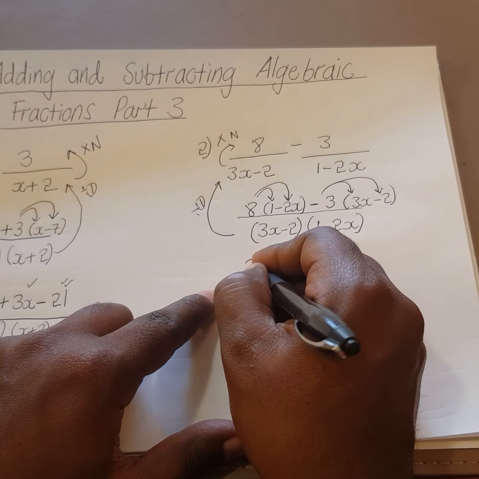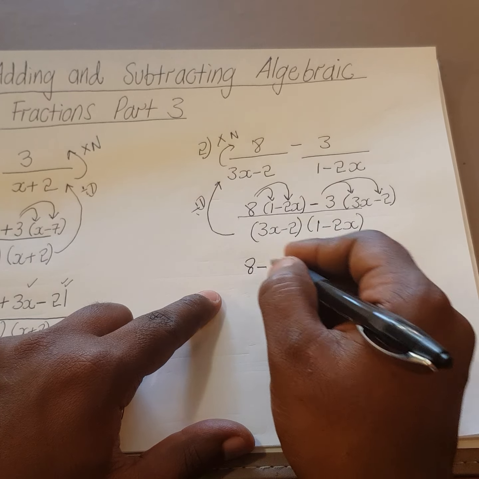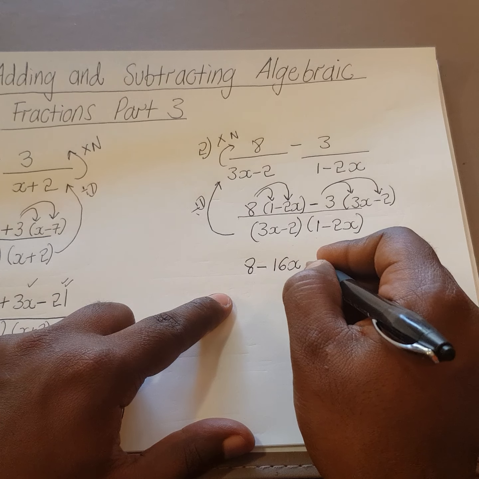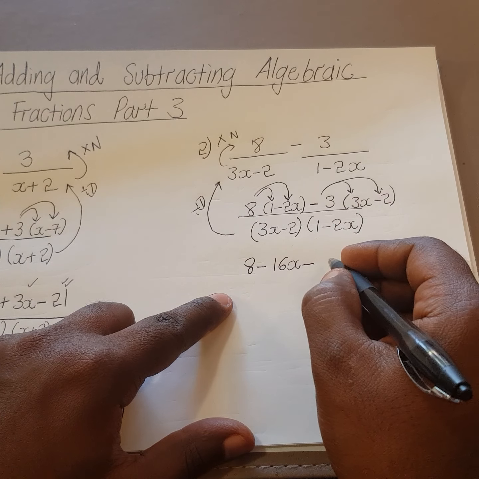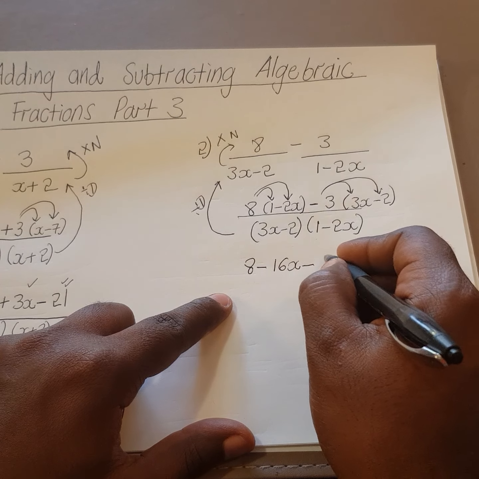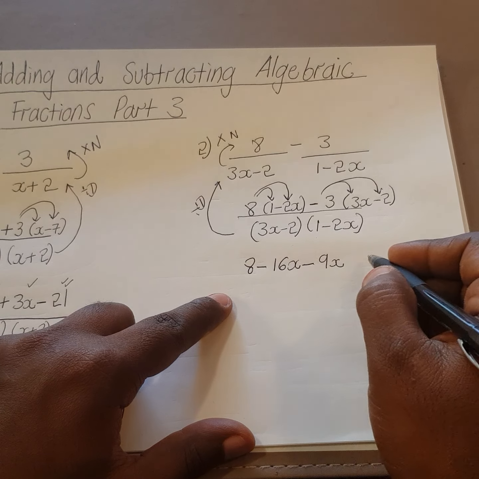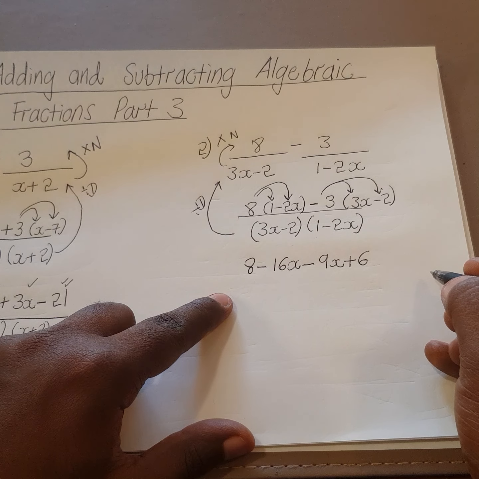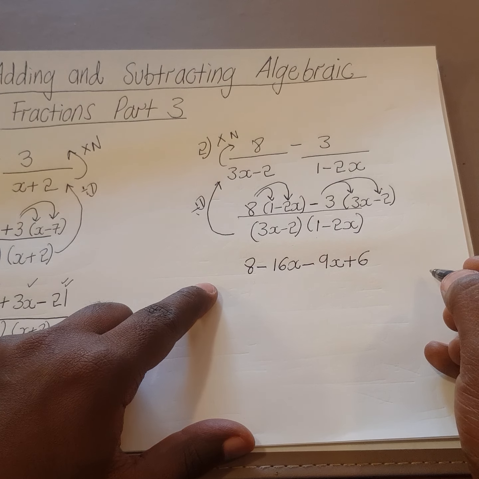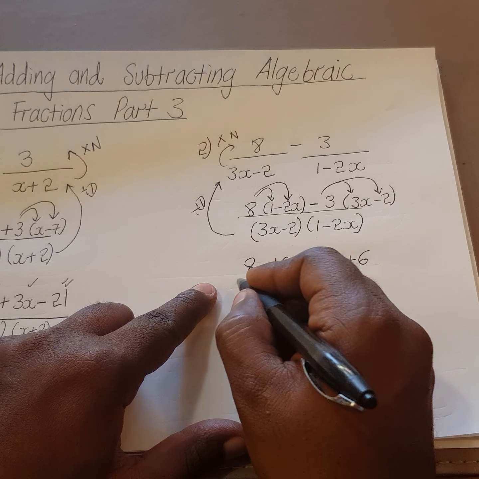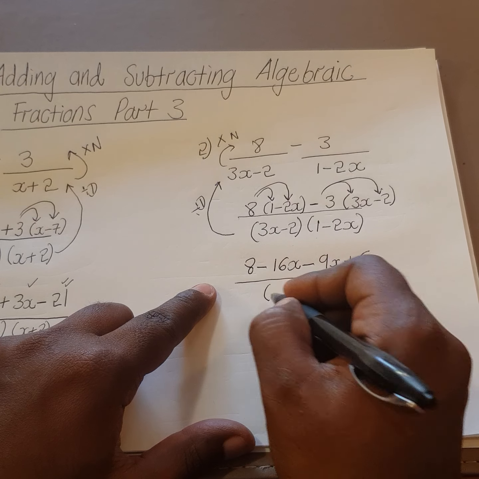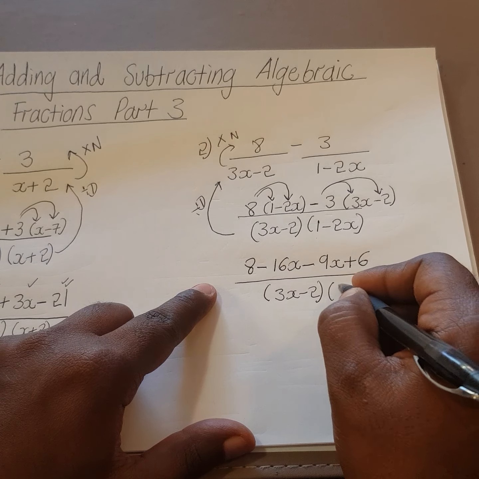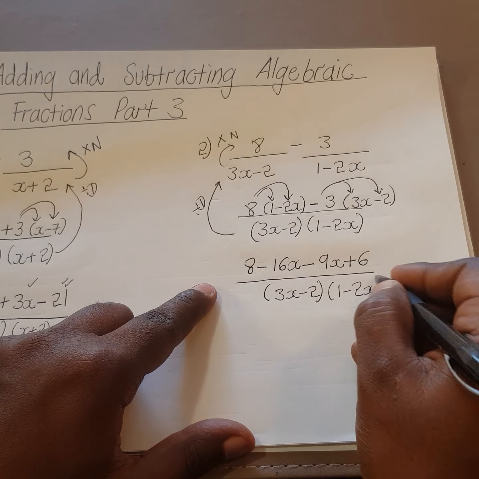So 8 times 1 is 8. Put a minus there. 8 times 2x is negative 16x. And negative 3 times 3x is negative 9x. And negative 3 times negative 2 is positive 6. Again, please pay attention to your signs, all right? And then divide it over 3x minus 2, 1 minus 2x.